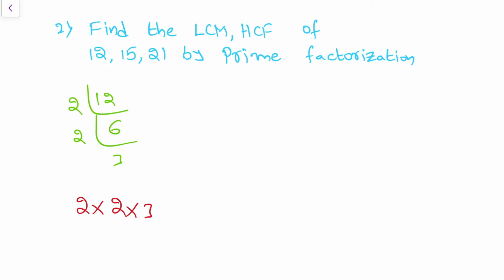Next number 15. 3 fives are 15. So this can be written as 3 into 5. Next 21. 3 sevens are 21. That is 3 times 7. Now we have done the prime factorization of all the numbers. Now let us find out the HCF as well as LCM of these numbers.